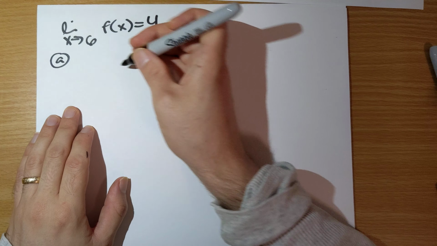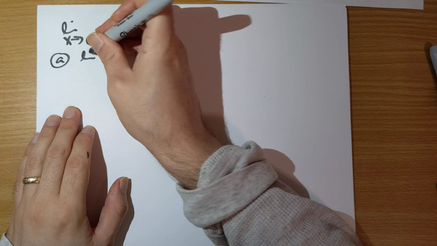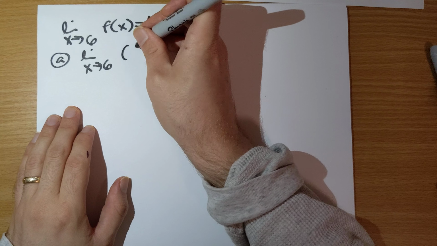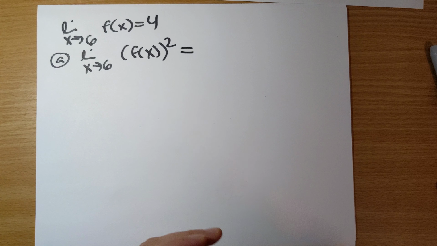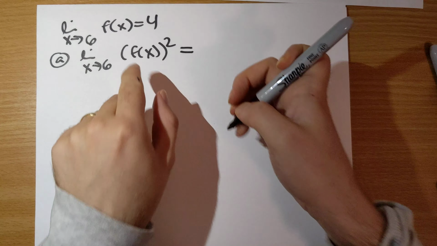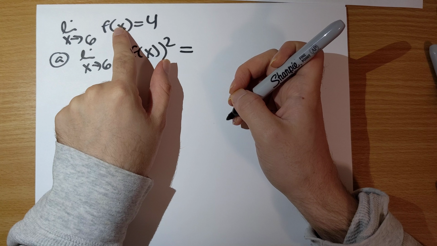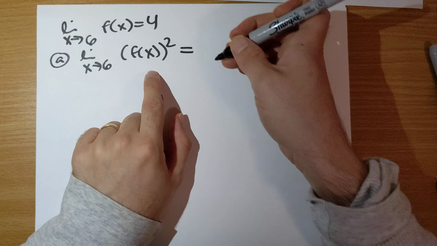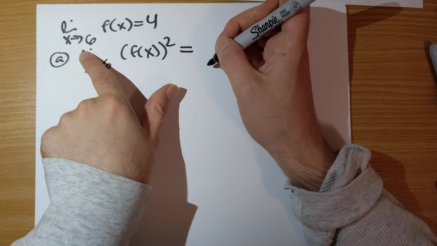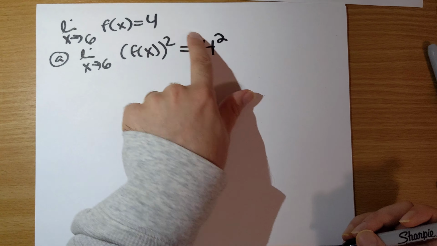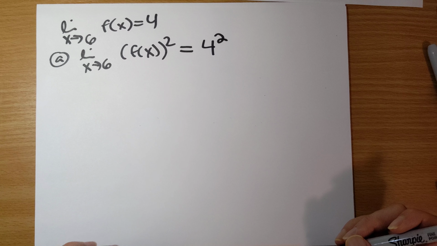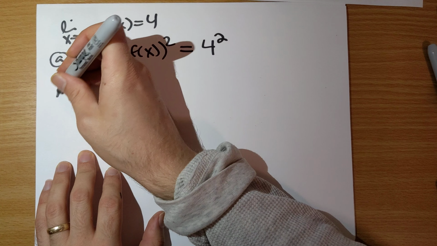So for part A, we have the limit as x goes to 6 of f of x squared. And we have a limit law that says that if you square the thing you're taking the limit of, and still take the limit as x goes to the same place, you just square your final limit. Everything there works the way you want it to.